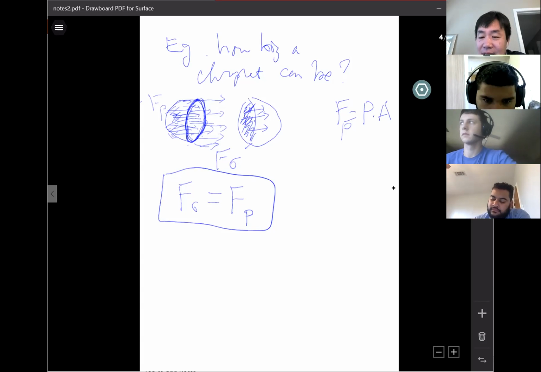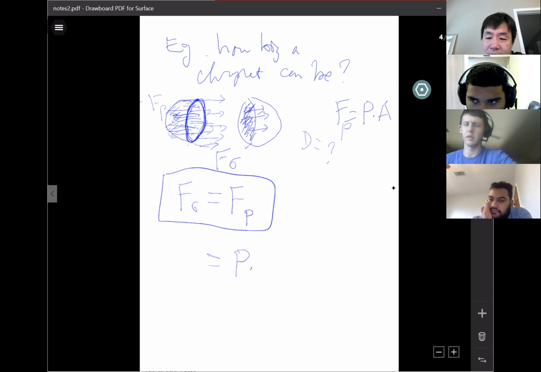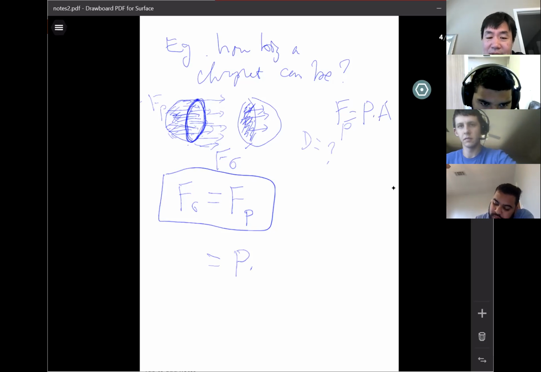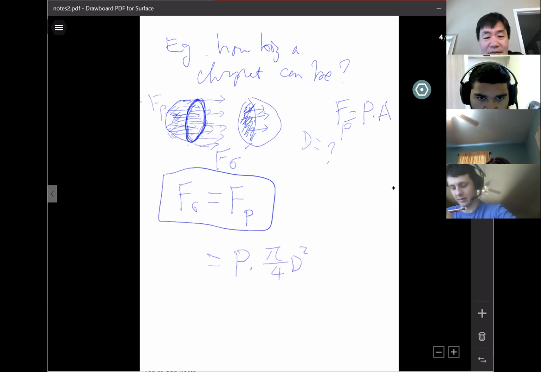Next step is just to expand these letters. So what is FP? I think I already wrote down here FP. That's the internal pressure times the cross-sectional area of the circle. What is the expression? Let's say D is what we want to calculate, how big the particle will go. What is the area in terms of D? You don't know how to calculate the circle area? Pi over 4 d squared. Yeah. Okay, see, piece of cake. From this giant step to the following steps are easy.